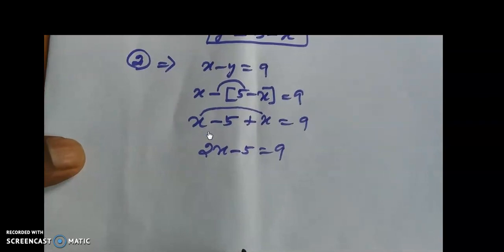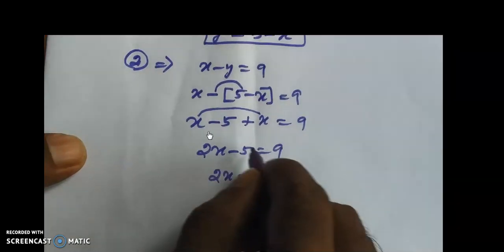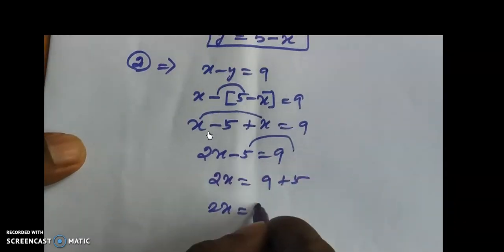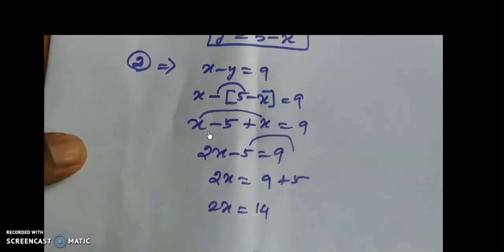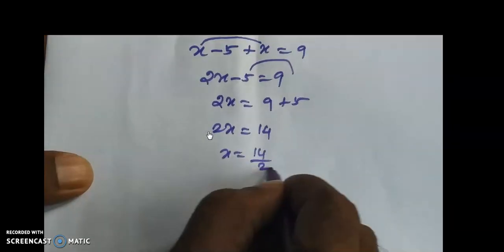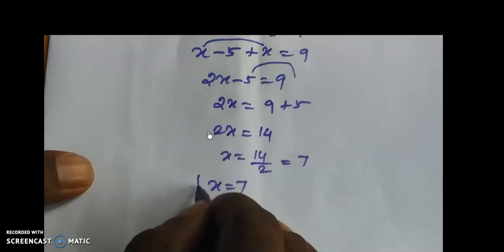Now that is a linear equation with one variable. Now it is possible to find out the value of the variable x. Therefore 2x equal to 9, and bring that 5 that side, it will become plus 5. So 2x equal to 9 plus 5, 14. Therefore x equal to 14 by 2, so equal to 7. So the value of x is nothing but 7 now.